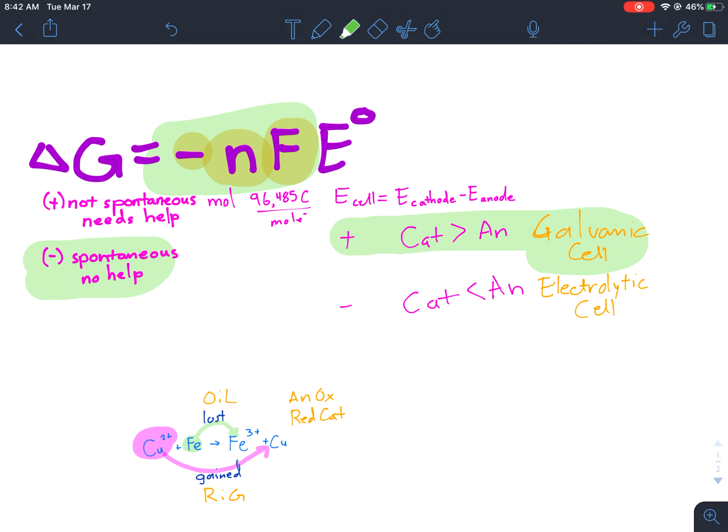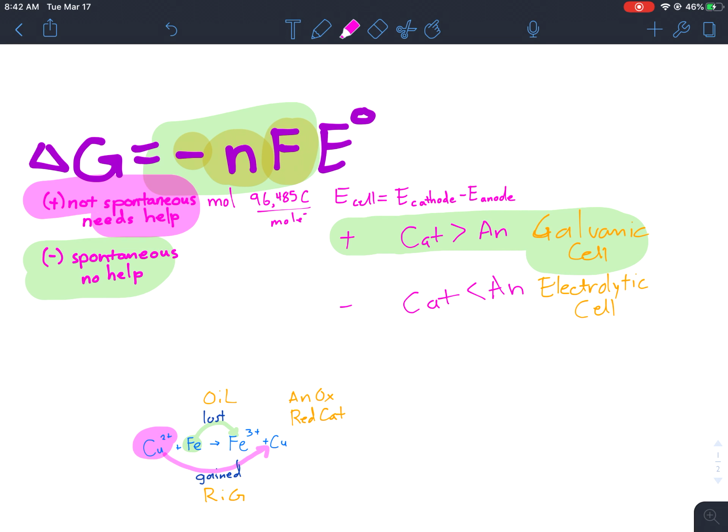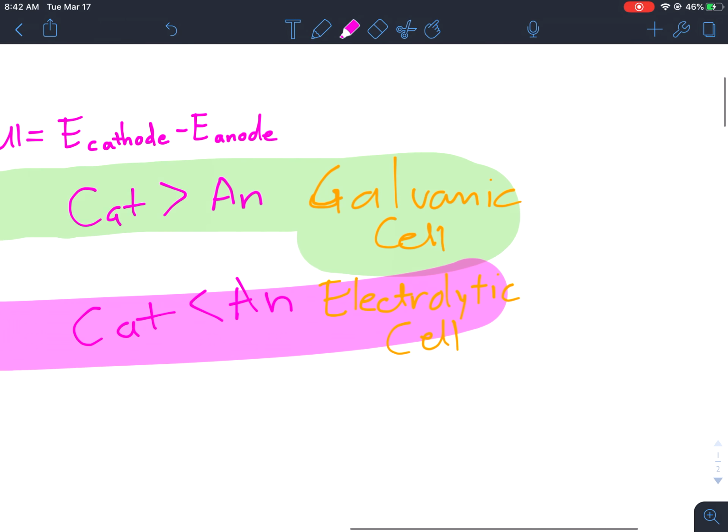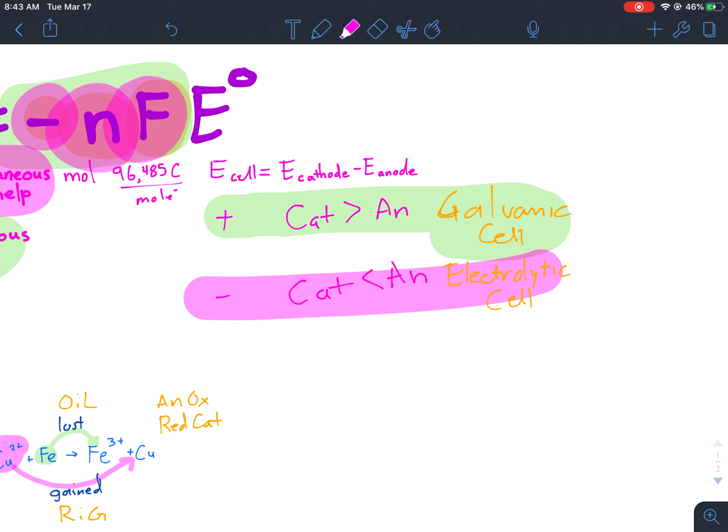However, if you have a non-spontaneous reaction and you have a negative times a positive times a negative, you will have a non-spontaneous reaction. So galvanic cells are spontaneous. They have a positive E, so they have a negative delta G. An electrolytic cell, on the other hand, has a negative E cell, so it will create a positive delta G.